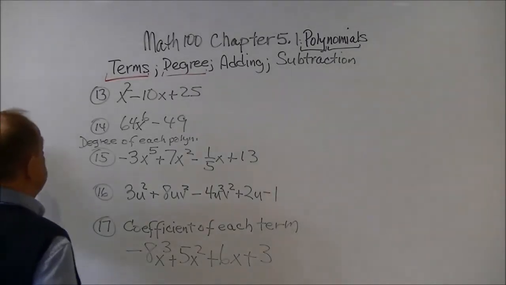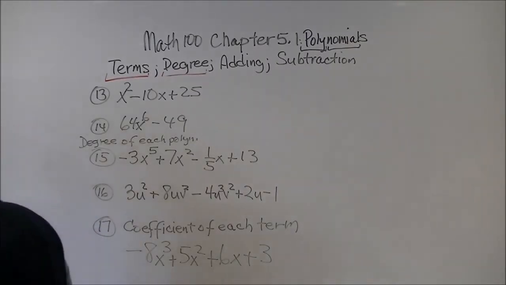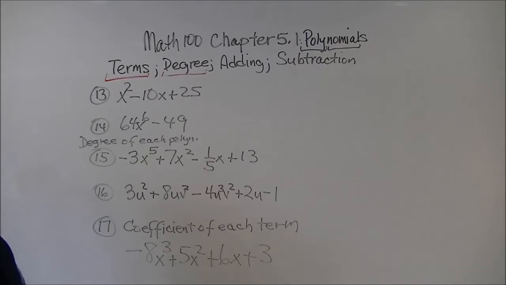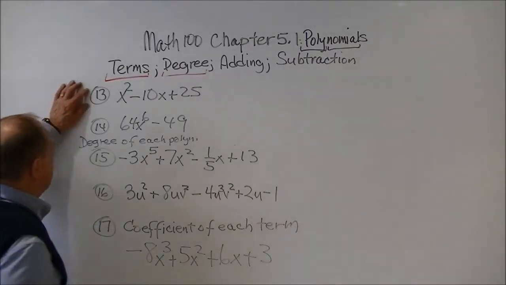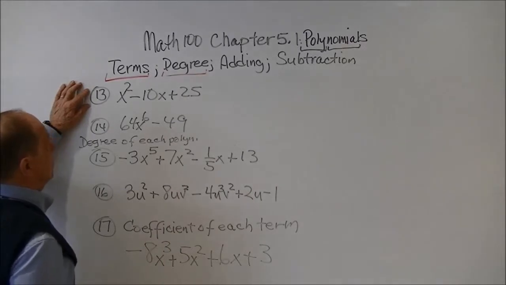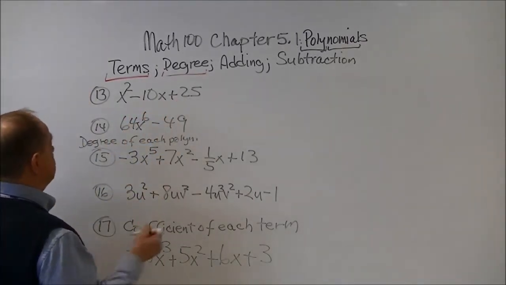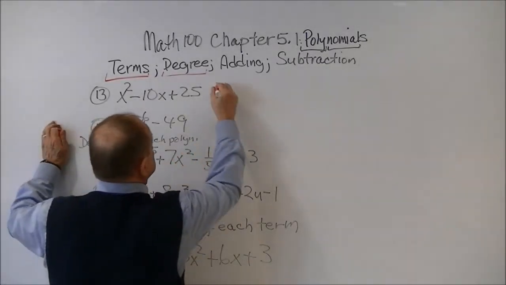Okay, as we continue, they're asking for number 13 to define something when there are 3 terms. 1, 2, 3. This is a trinomial.